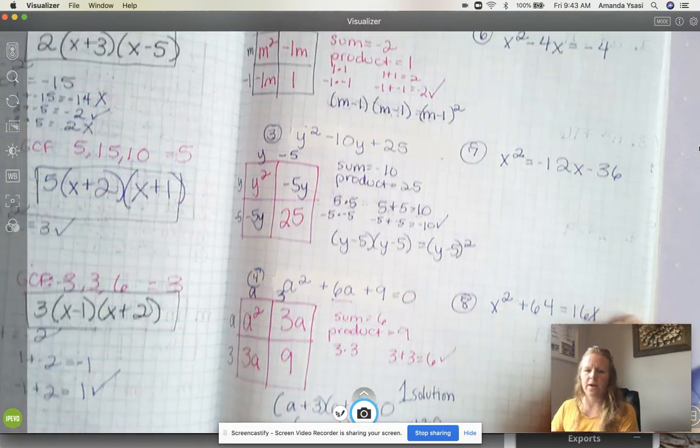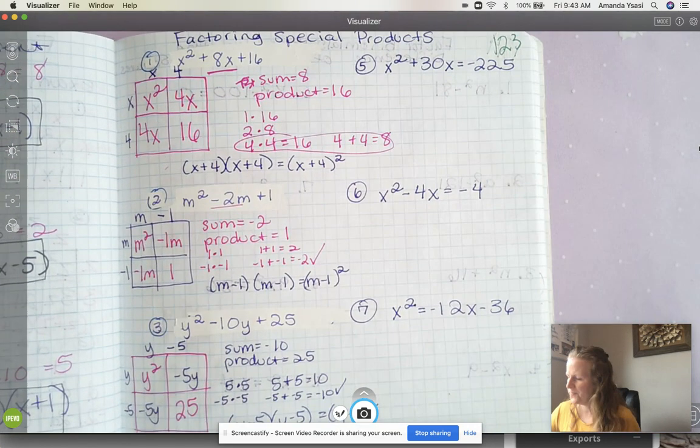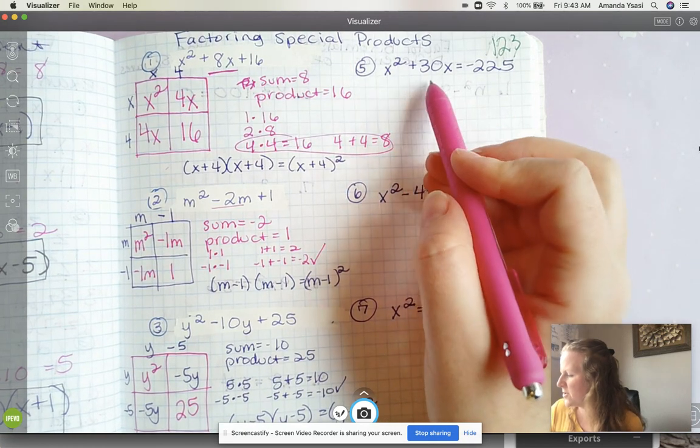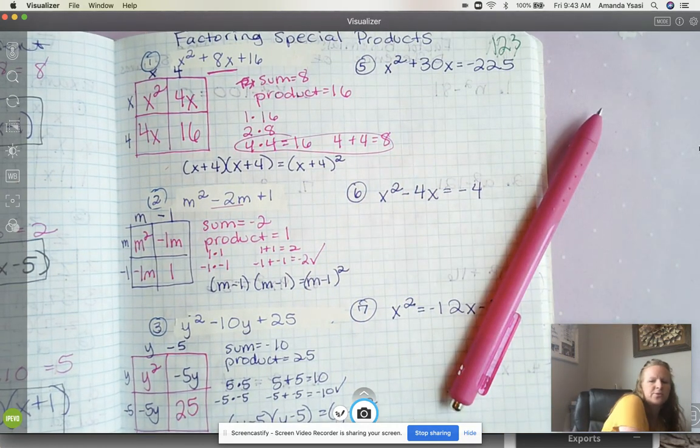Okay. All right, let's keep on going. We just have a few more. So we have x squared plus 30x equals negative 225.